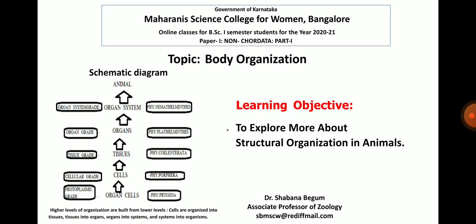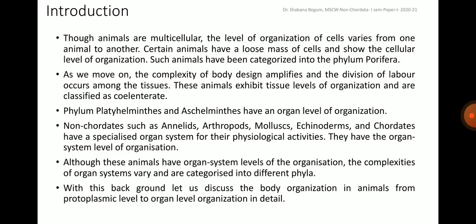Let us learn about the various types of body organizations in animals, with examples for each type. So, you can give an introduction to this topic. Here say, though animals are multicellular, the level of organization of cells varies from one animal to another. Certain animals have a loose mass of cells and show the cellular level of organization. Such animals have been categorized into the phylum Porifera.